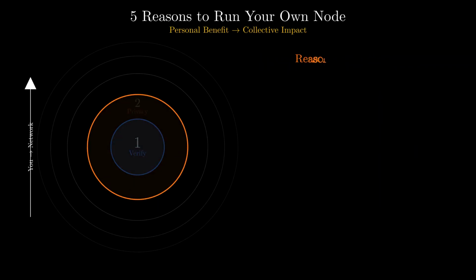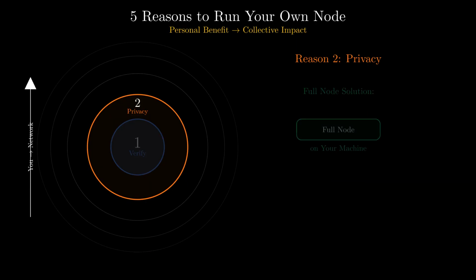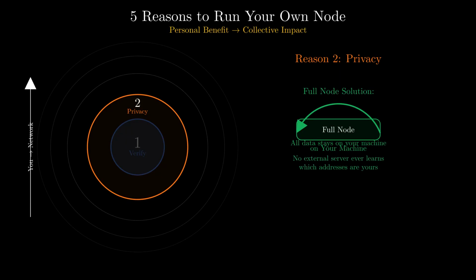Reason 2, privacy. Every time a wallet app queries an external server about your addresses and balances, it leaks information. That server learns which addresses belong to you, which transactions you're involved in, and how much Bitcoin you hold. A full node keeps all of that local. Your financial activity stays on your machine. No external server ever learns which addresses are yours.